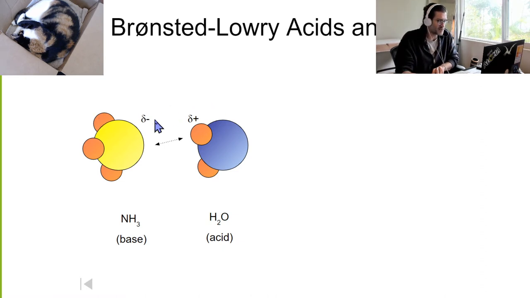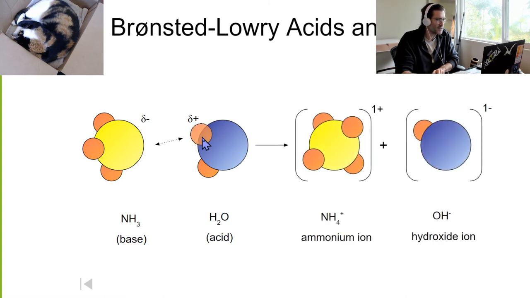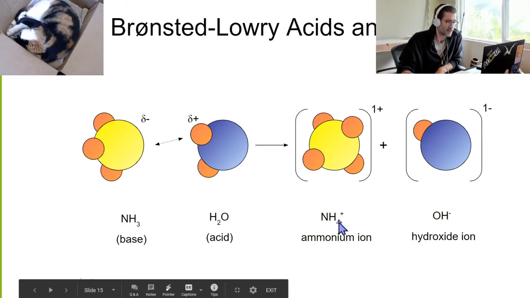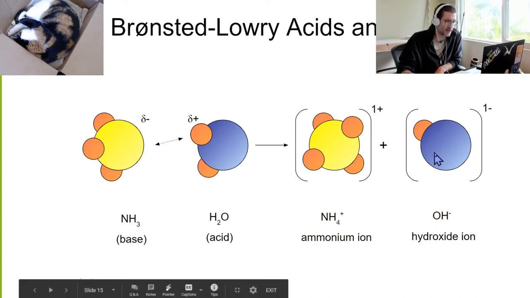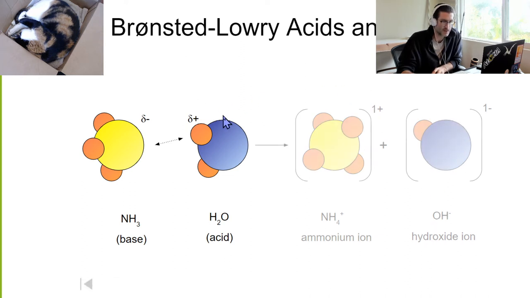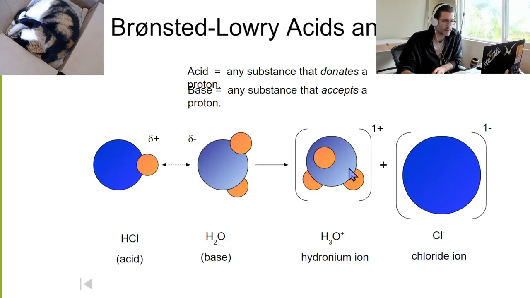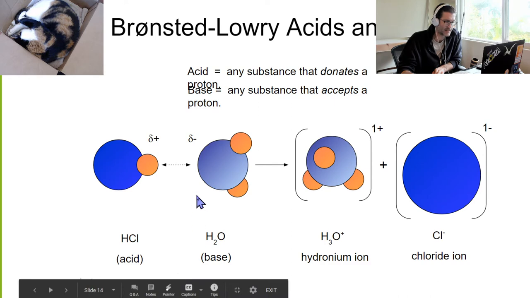And the dipole moments have switched. The electrons are still hanging out on the oxygen side of the molecule. It's just that the hydrogens are on the other side. The same thing that happened before happens again. That proton jumps over to the ammonium ion. The base forms the conjugate acid. The acid forms the conjugate base. So hydroxide is the conjugate base of water, and hydronium is the conjugate acid of water.